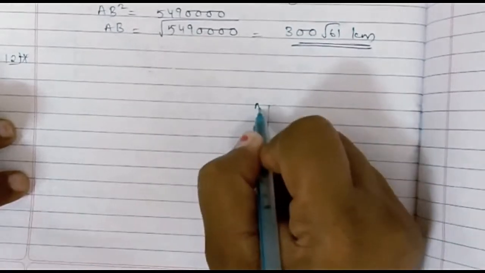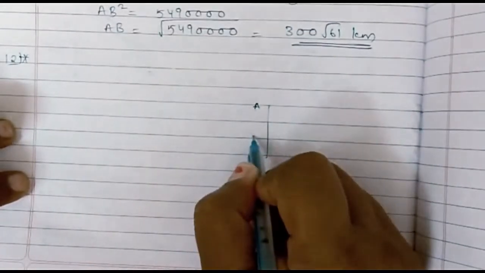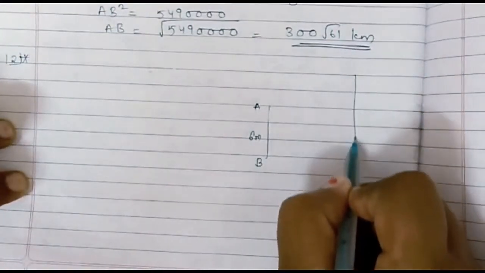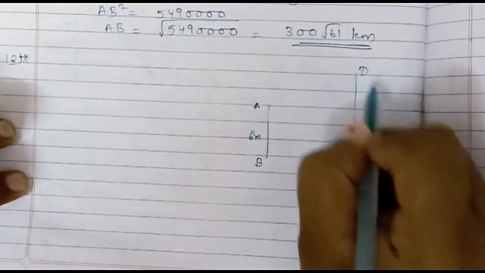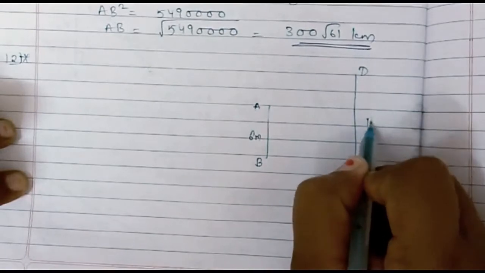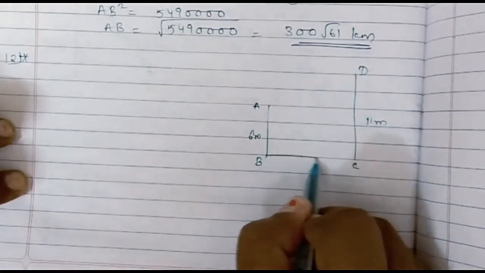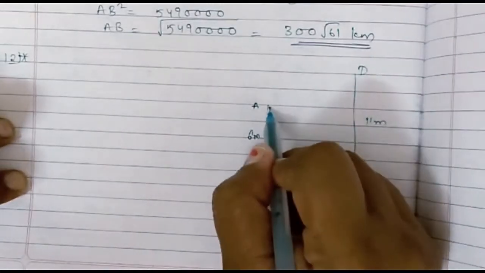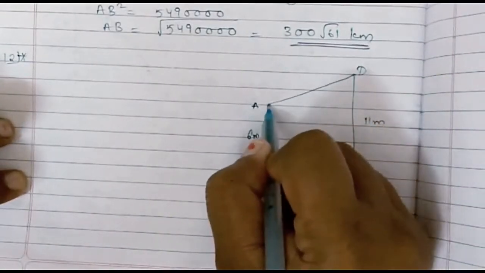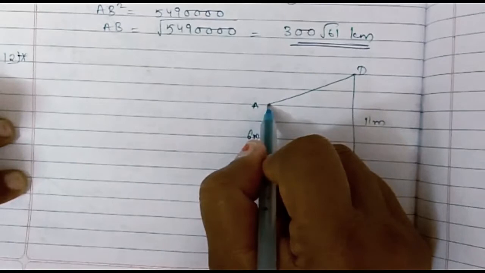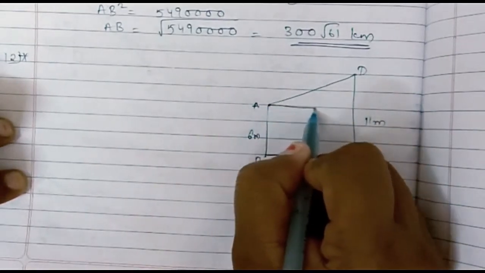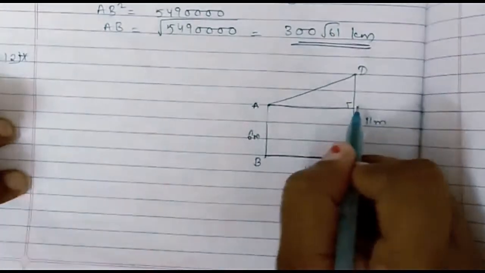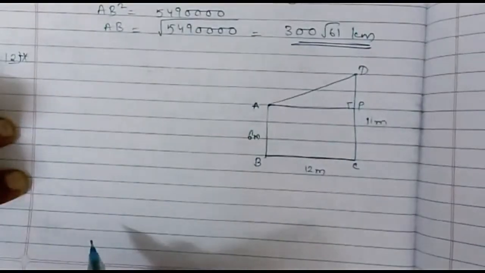Suppose this is first pole AB having length 6 meters, right? Second pole is CD. So this is CD having length suppose 11 meter. The distance between their base BC is 12 meter. So it is quite obvious we need to find out AD, that means the distance between their tops. Let us take a perpendicular from A on line segment CD. So let AP be perpendicular to CD.